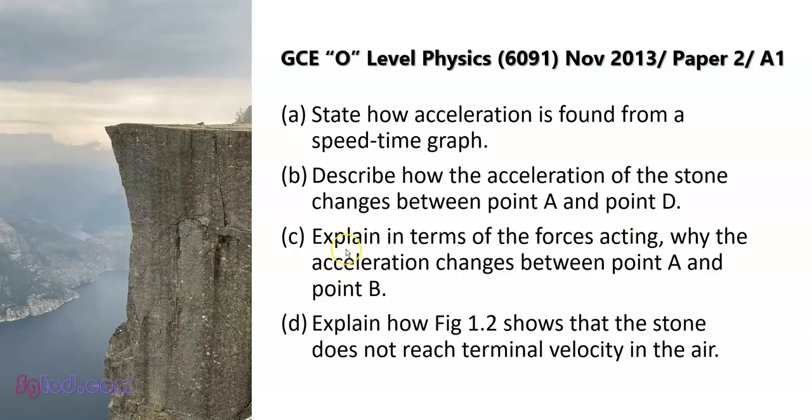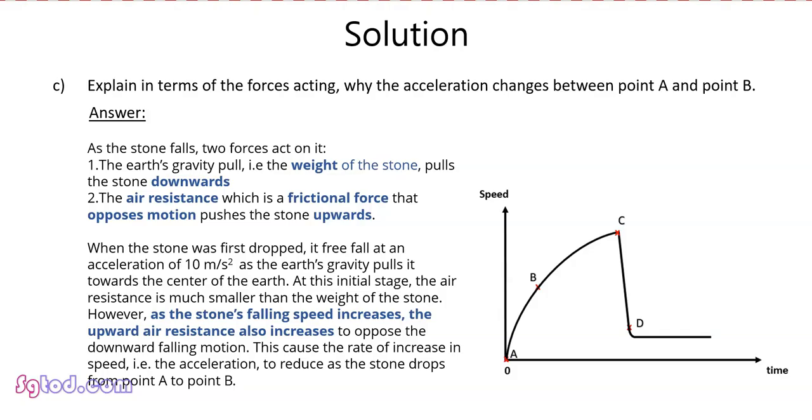Next part, you have to explain in terms of the forces acting why the acceleration changes between point A and B. Since the question specifically states to explain in terms of the forces acting, it is advisable that in your answer, you should mention what the forces are. Here's how you should answer the question. As the stone falls, two forces act on it. The Earth's gravity pull, that is the weight of the stone, pulls the stone downwards. The air resistance, which is a frictional force that opposes motion, pushes the stone upwards.